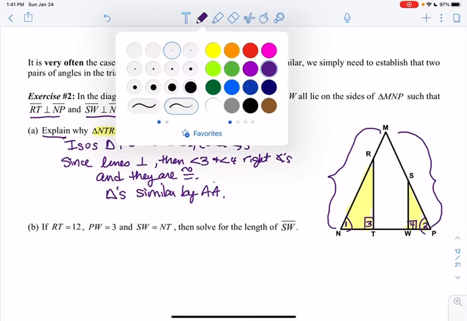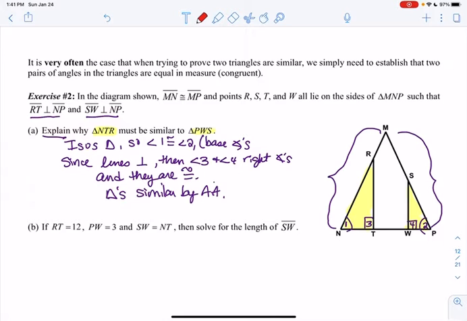All right, now let's do a little math. So if RT is 12, so that's 12 right here, PW is 3, that's 3, and SW is equal to NT. I don't know what SW and NT are, but they're equal, so I can just call them both X. So NT is here and SW is here. Since the triangles are similar, which I proved in step A, the sides are in proportion. So from the bigger triangle, I'm going to take that vertical line 12 and the base X. And then from the smaller triangle, I'm going to take the vertical line, which is X, and the base, which is 3.